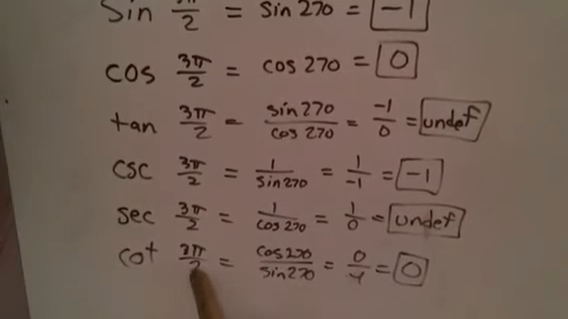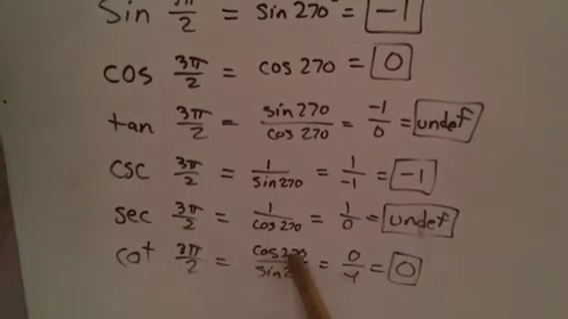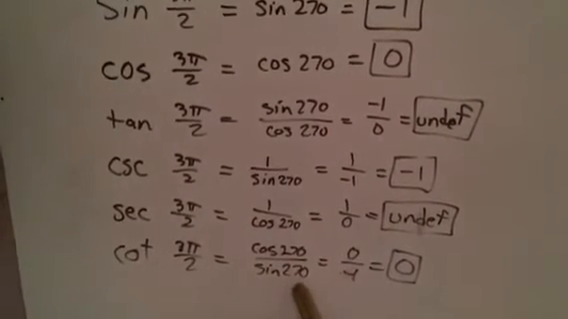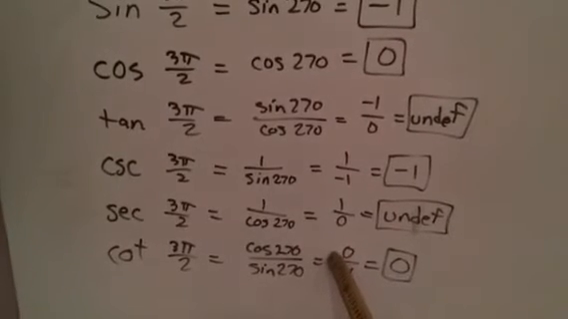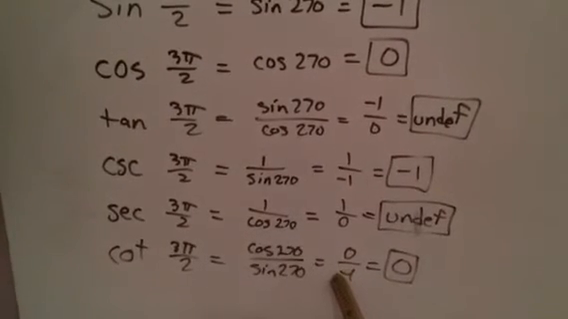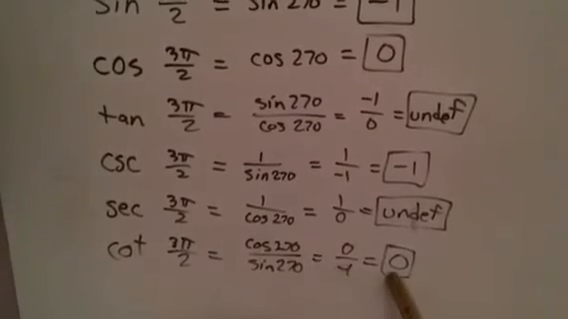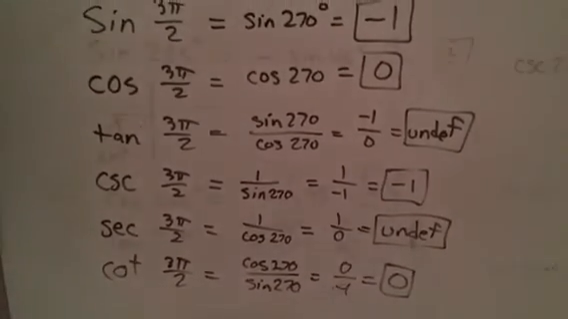And cotangent of 3 pi over 2, which is cosine of 270 divided by sine of 270. Cosine of 270 is 0. Sine of 270 is -1. 0 divided by -1 is 0.